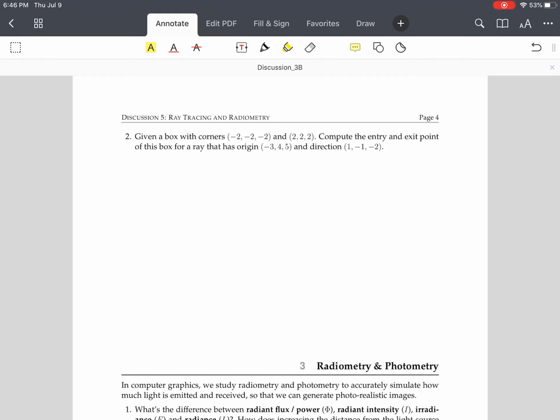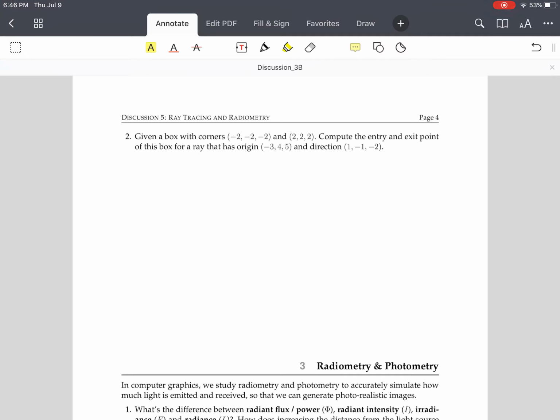In an axis-aligned bounding box, the sides of the box are parallel to the x, y, and z axes. And so we can define this box given just 2 corners. We don't need to give any more information about it. Okay, so let's look at this problem. We have a box with corners -2, -2, -2, and 2, 2, 2. And then we have a ray with origin -3, 4, 5, and direction 1, -1, -2.